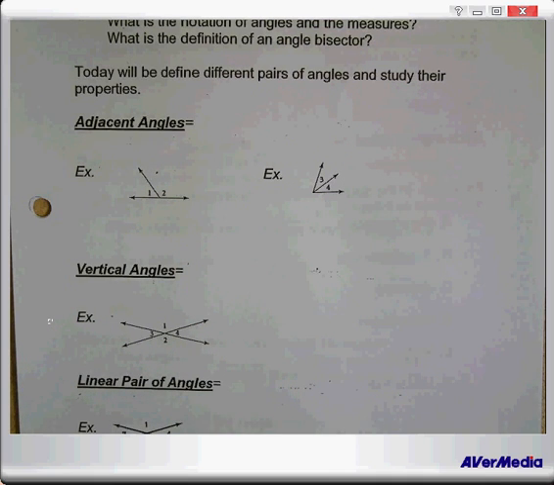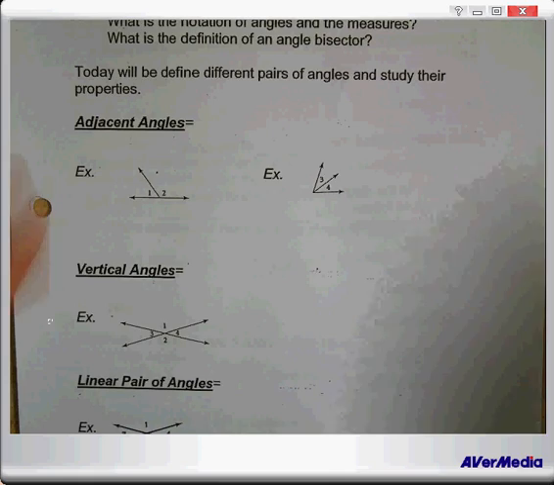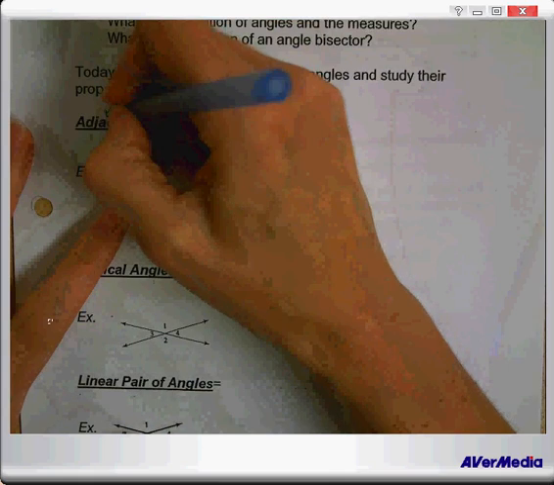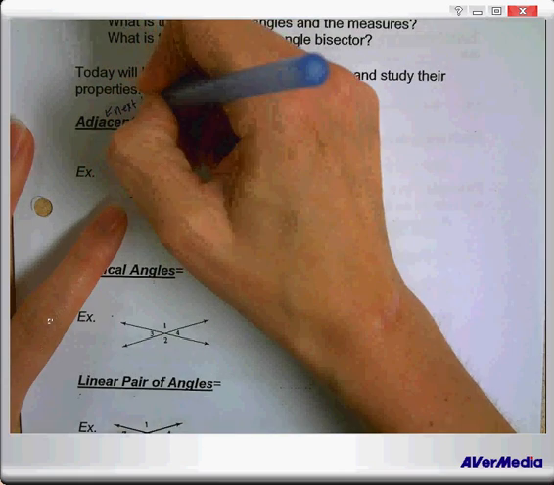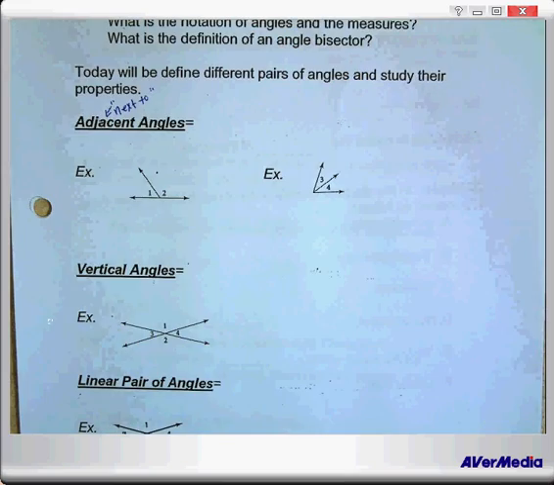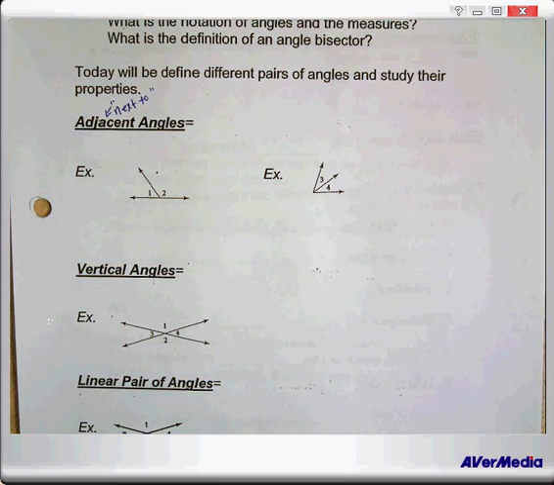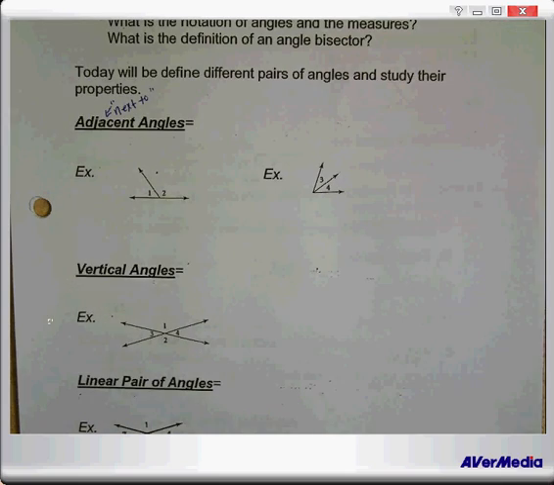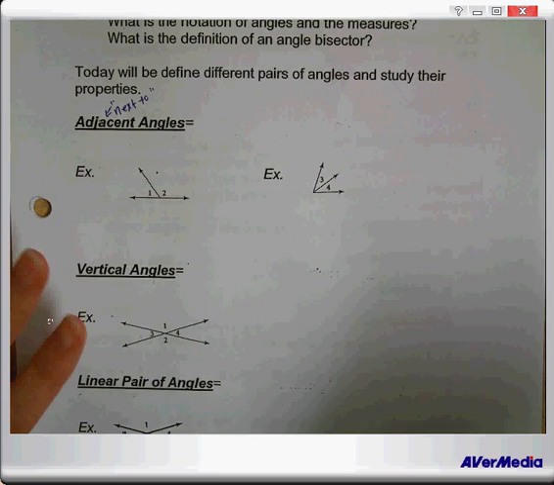And remember, the objective today is to identify angle pairs and to apply theorems about those angles. And the first one is adjacent angles. When you think of the word adjacent, you think of next to, right? You're next to someone, you're adjacent with them. Well, we want to think that way about our angles also. So here's our formal definition.